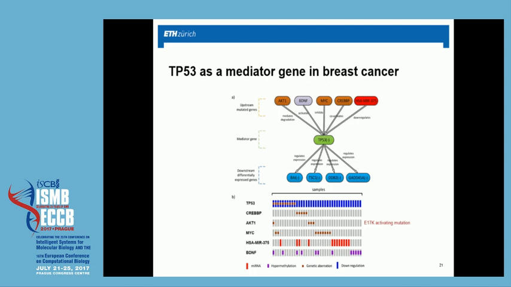I want to quickly show you two examples. This is the well-known tumor suppressor gene TP53, also the most commonly mutated one.